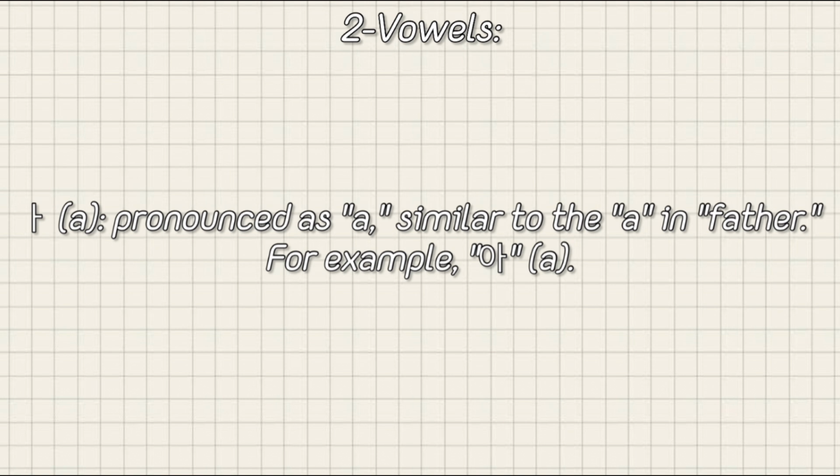A, pronounced as a, similar to the a in father. For example, a. Can you see the O-shaped consonant? Do you remember it? Iyang. This is why we should use it. We cannot just write the vowel a by itself. We have to add the O-shaped consonant, the iyang.